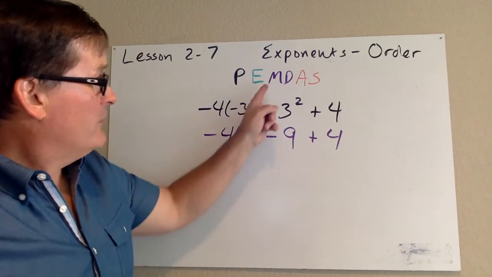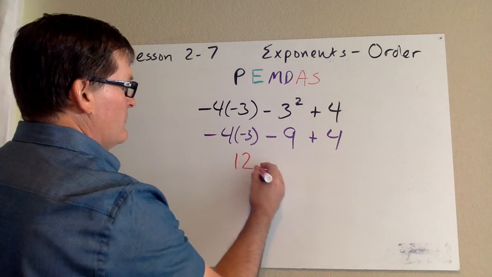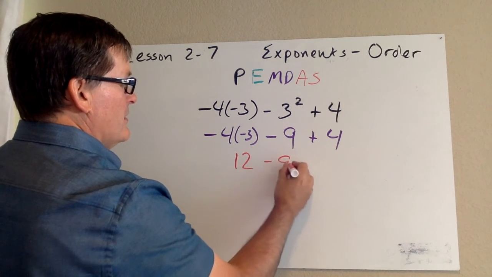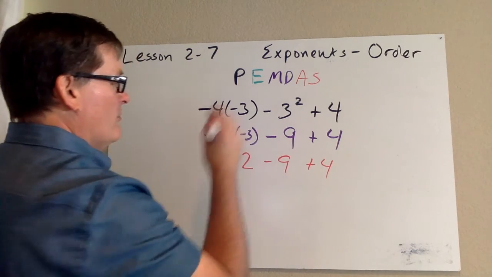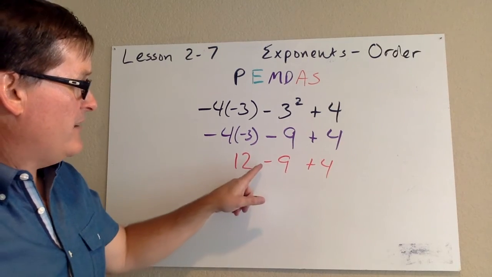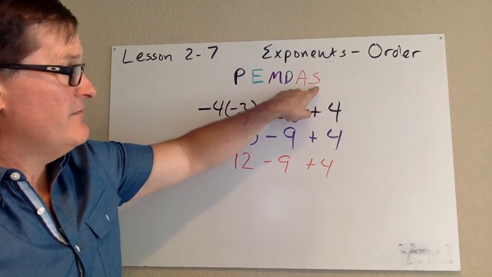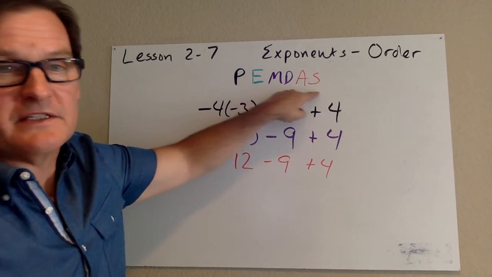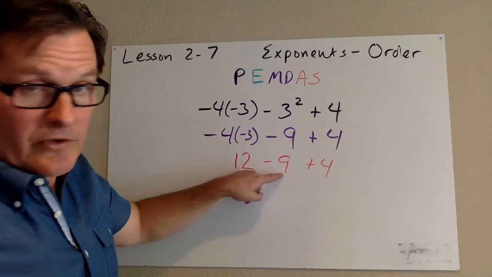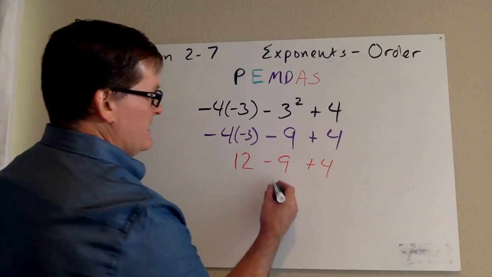Now we can go to the multiplication and division. Negative 4 times negative 3 is positive 12. Minus 9 plus 4, there's no more multiplication, so we're ready to add and subtract in the order that they appear. In this case, it says to subtract first. Even though it's last in the order, remember these are done at the same time in the order that they appear, just like we read from left to right. 12 minus 9 is 3.